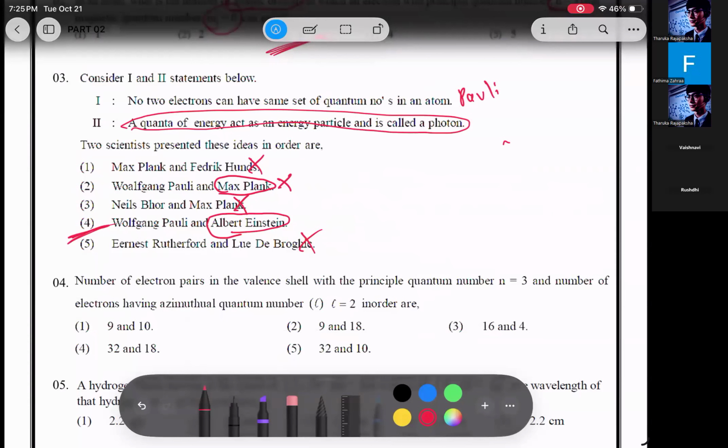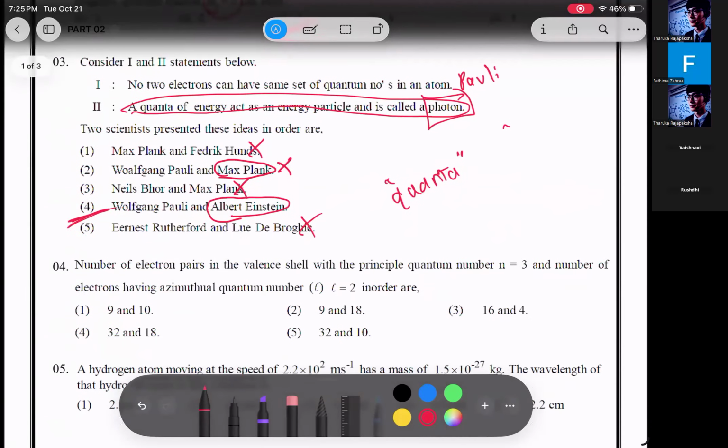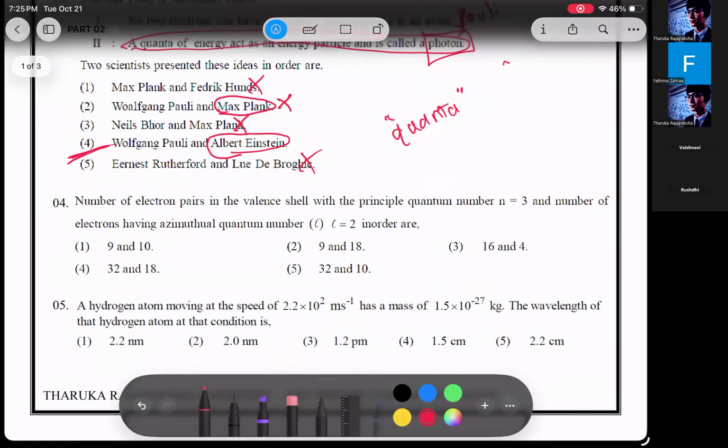For physics students, I told like we could obtain the second answer also, but you can't take it like that because that word photon is important. Who said photon? Albert Einstein. Max Planck never told anything about photon. He told just quanta. Right. Then the answer is answer number 4.